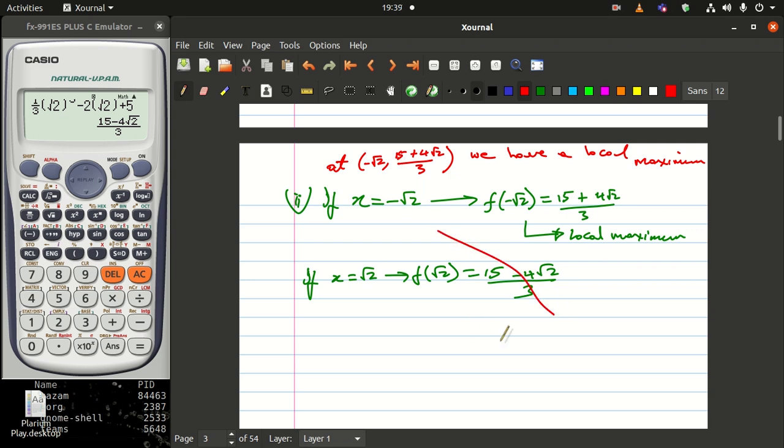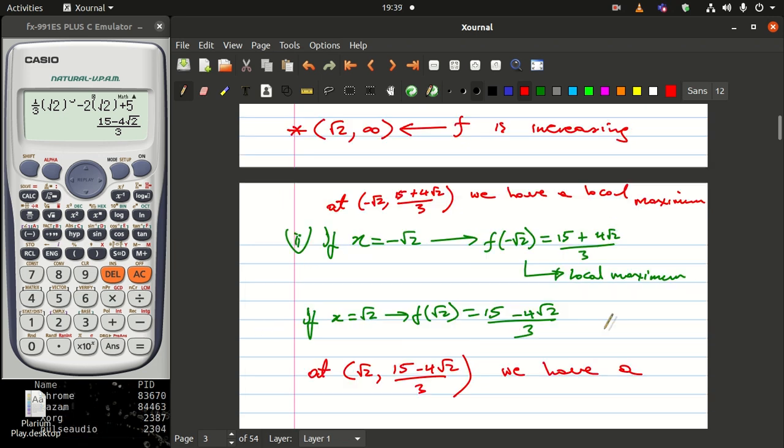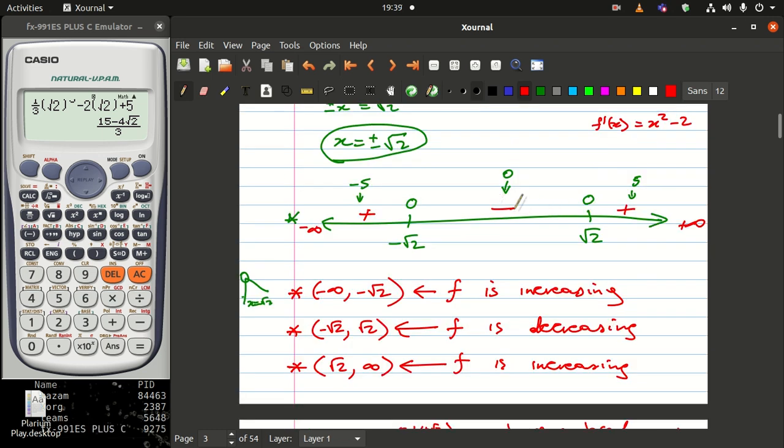The same thing here. They want you to say at square root 2, and then you write this number here, (15 minus 4 root 2) all over 3, we have a local minimum. Of course, let's go to square root 2. If you go here, the function is decreasing, so it's going down and then starts coming up. When the function is decreasing, it's going down like this, and then it arrives at square root 2 and starts increasing.